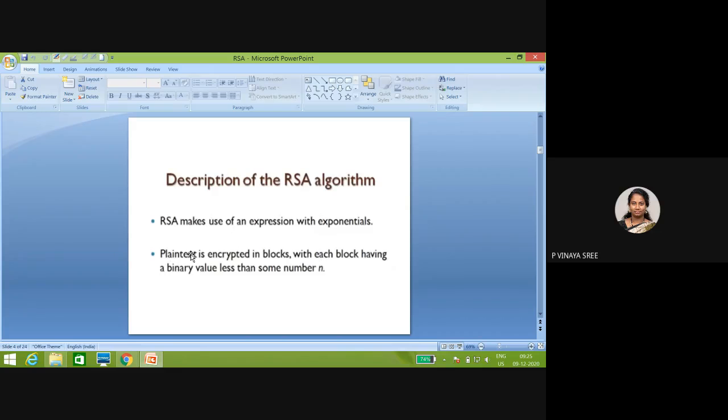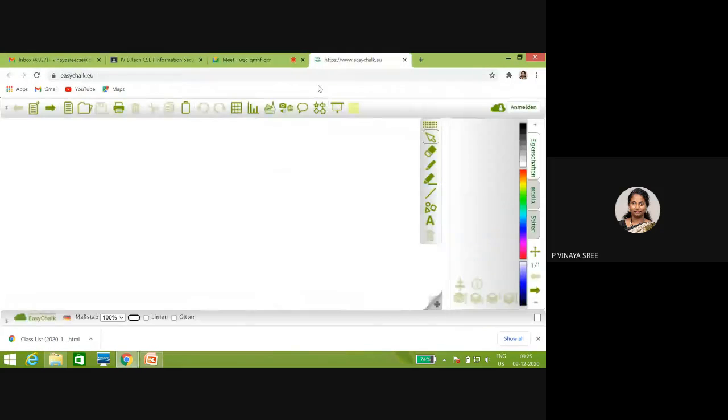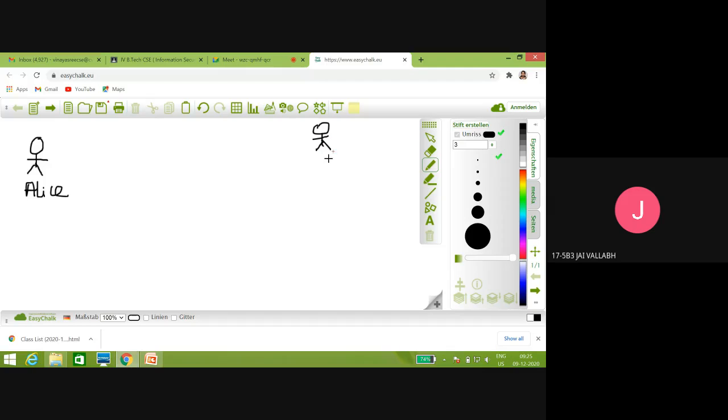Can anyone tell me, with which key, for providing confidentiality, we need to encrypt the message? Anyone answer please? Public key of receiver, yes, good. And with which key to decrypt? Private key of receiver. Okay.